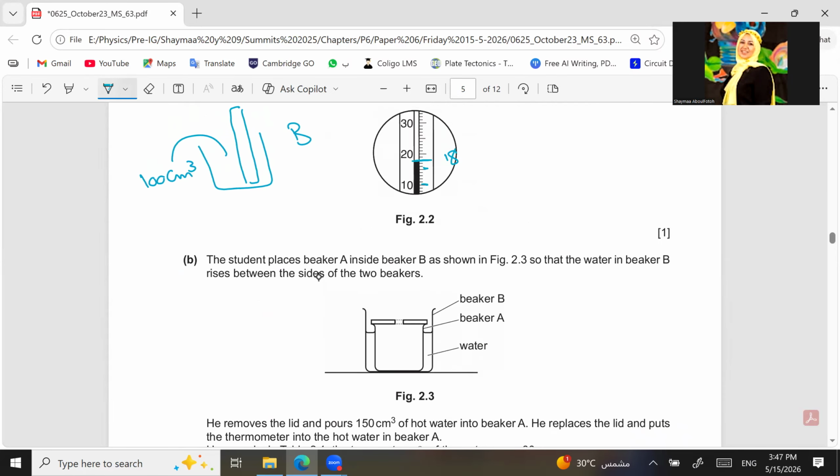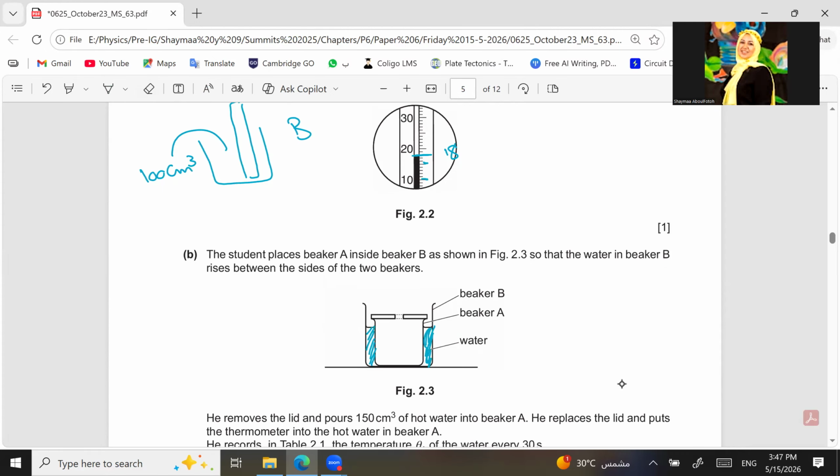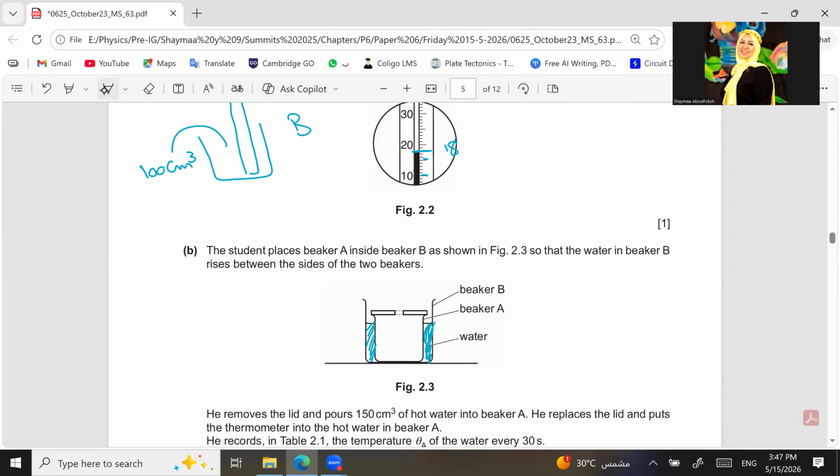The student places beaker A, I have beaker A now, inside beaker B, as shown in figure 2.3. So the water in beaker B rises between the two sides. Now, as you see, the water rises at the two sides. Just put beaker A in B. Okay. And then he removes the lid.